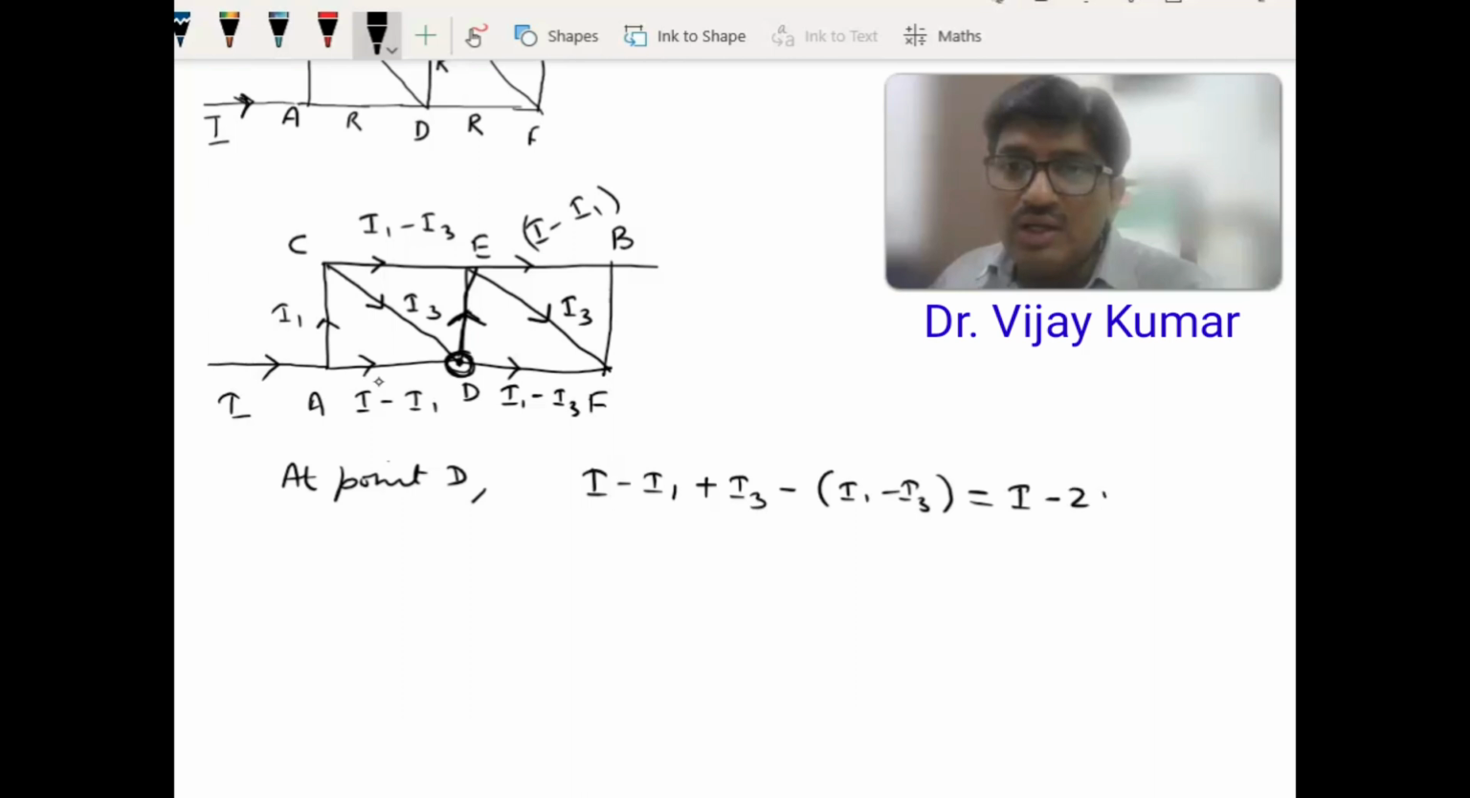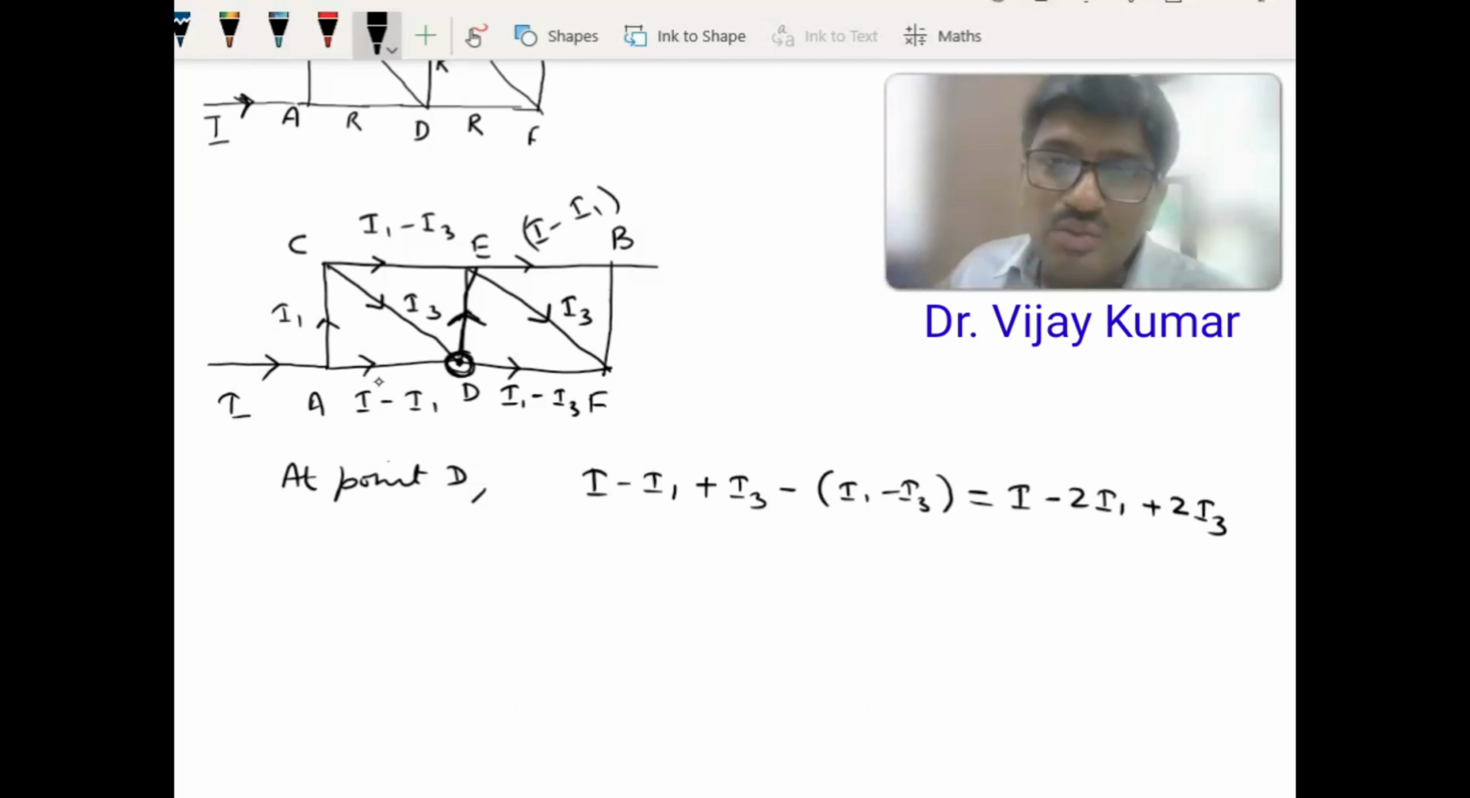So it becomes I minus 2I1 plus 2I3. This amount of current is moved from D to E. It should be I minus 2I1 plus 2I3.